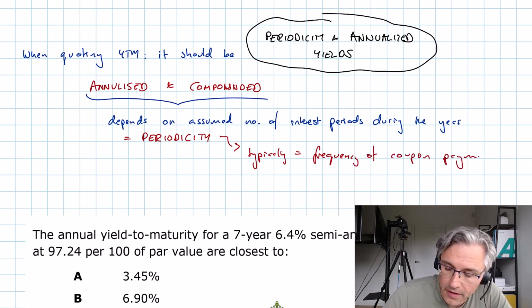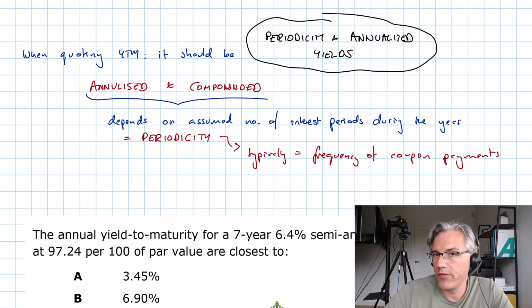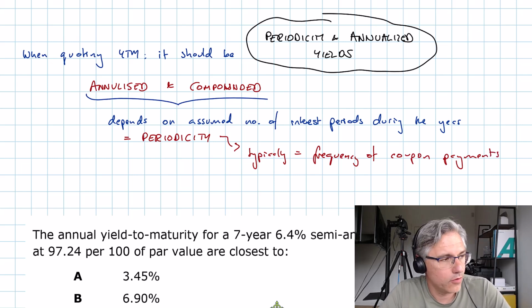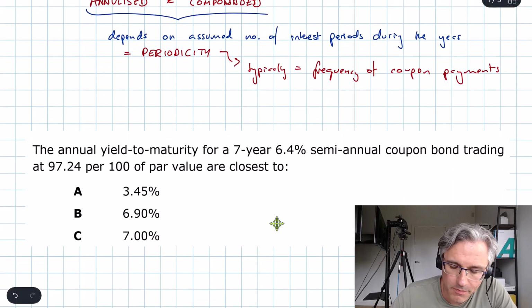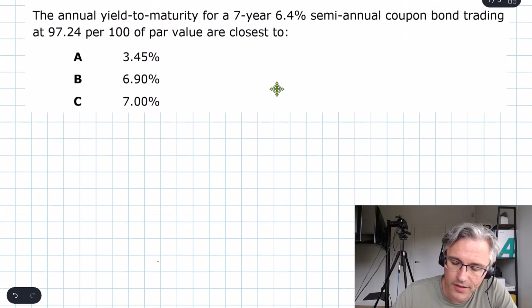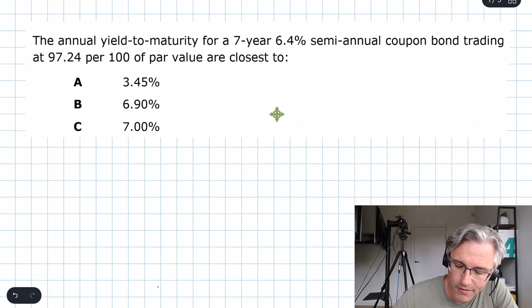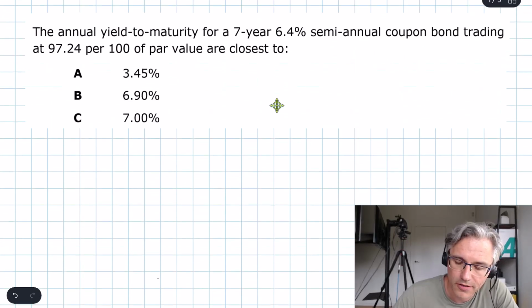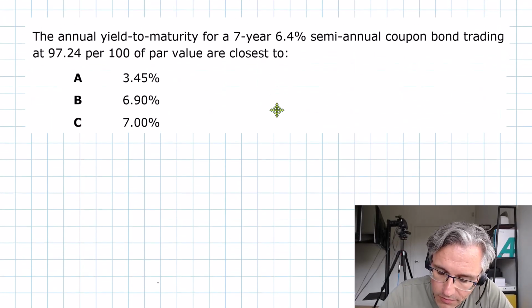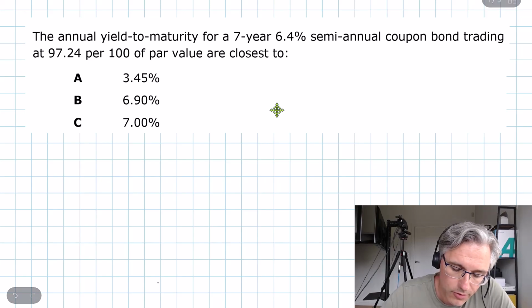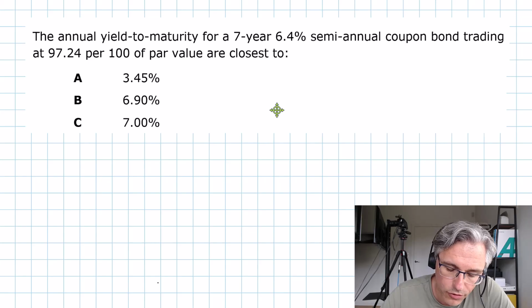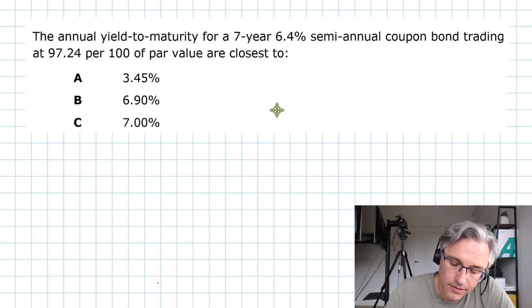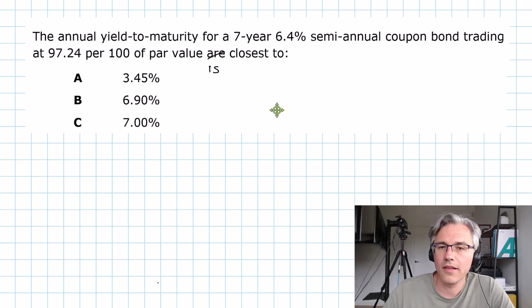So if a bond pays coupons quarterly, you will assume a periodicity equal to 4. If it pays coupons semi-annually, then 2, and if annually, then 1. Okay, it's best to really examine a question in order to get your head around all this. So we're going to do a question which you see on the screen right now. The annual yield to maturity for a 7-year 6.4% semi-annual coupon bond trading at 97.24 per 100 of par value. This shouldn't be R, it should be is closest to.